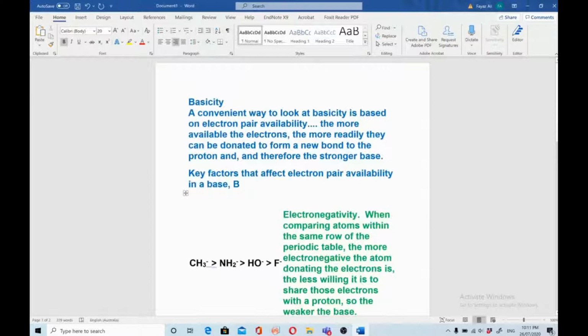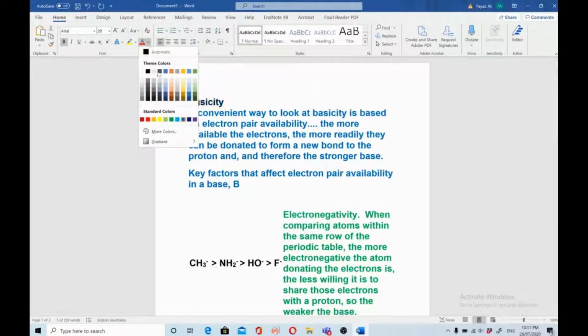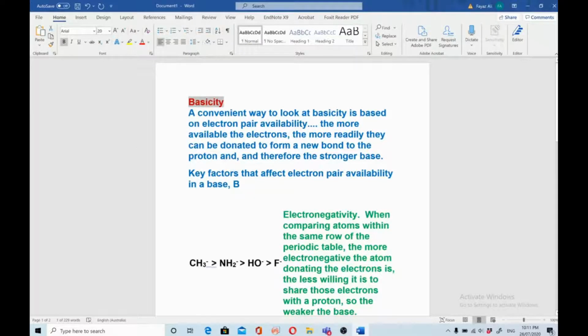Friends, in this video I'll be talking about basicity. In previous videos I have talked about acidity in organic chemistry, particularly how we can predict the nature of any compound, which is more acidic compared to which one, and what the factors are that can affect the acidity. But in this video I'll be talking about basicity and the factors affecting basicity.